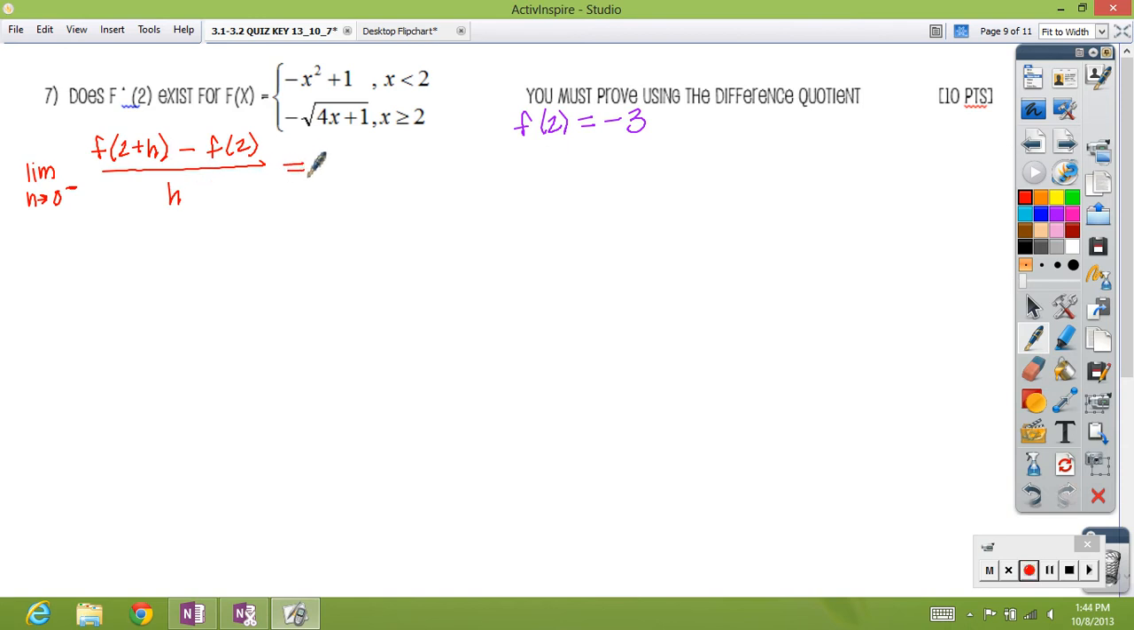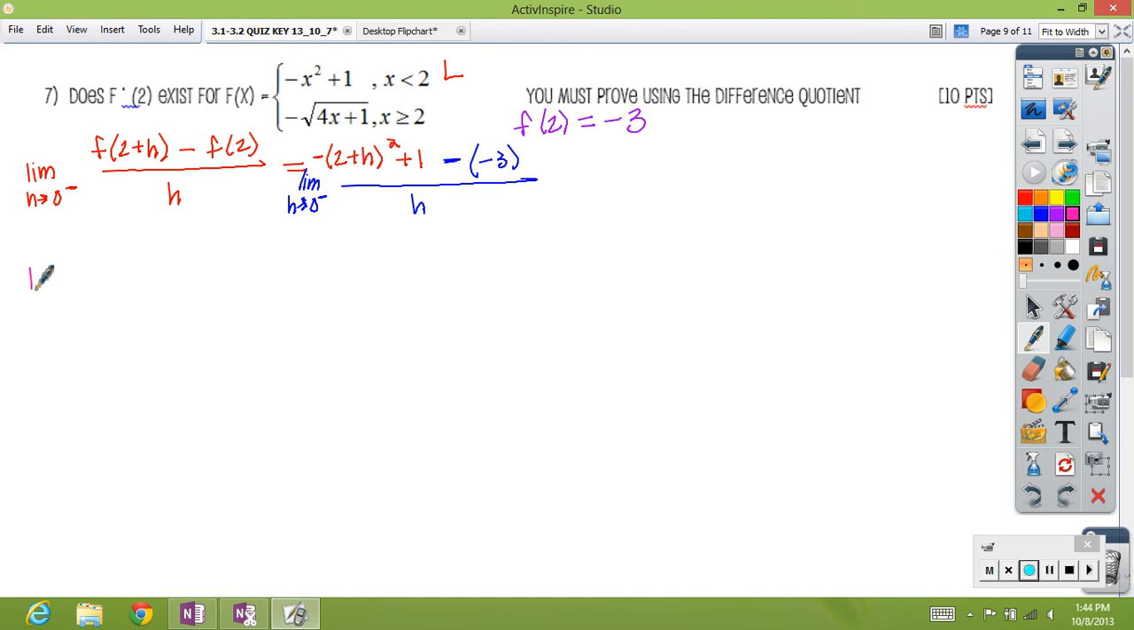So if you didn't use the 2, I'm going to show you that also, but f of 2 plus h would be the left side, so that's this guy. So that would be negative 2 plus h squared plus 1, and then minus f of 2, which is negative 3. And then that whole thing over h, and I'm squeezing my limit back in because I forgot it. So, that's what it looks like if you actually use the x value.